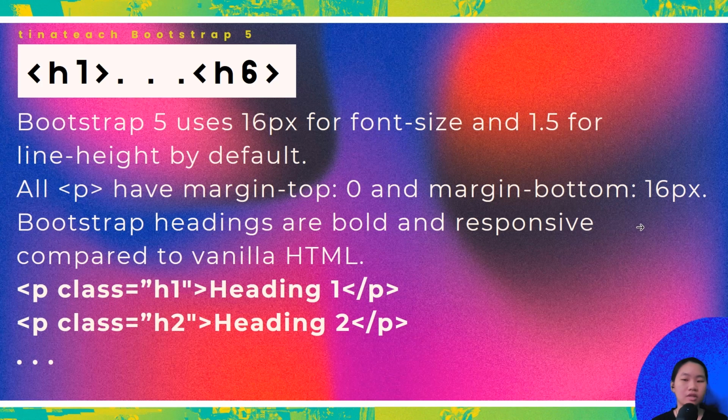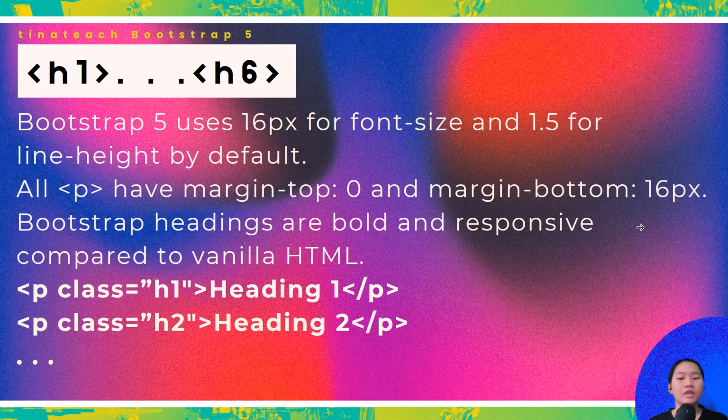Headings 1 to 6, so 1, 2, 3, 4, 5, 6. Bootstrap uses 16 pixels for font size and 1.5 for line height by default. I just want to mention that. And all P elements, so the paragraph elements, have a margin top equal to 0 and 16 pixels for margin bottom.